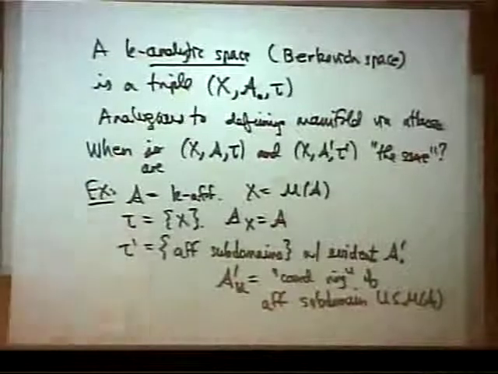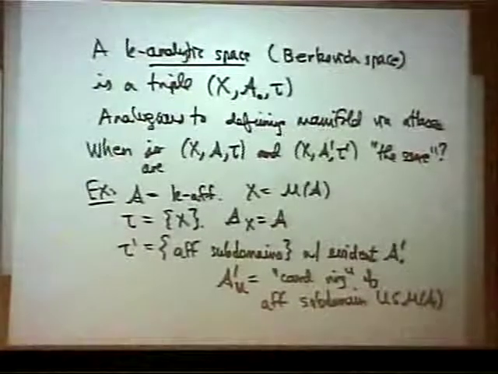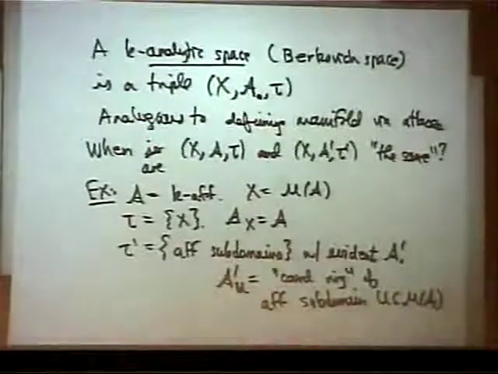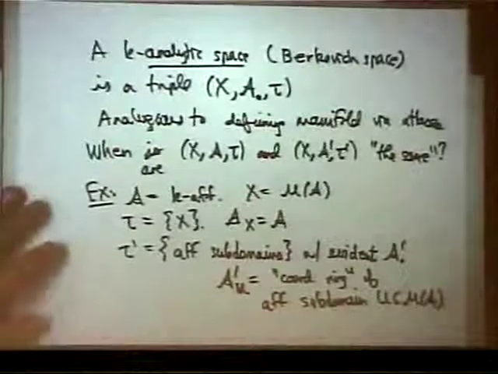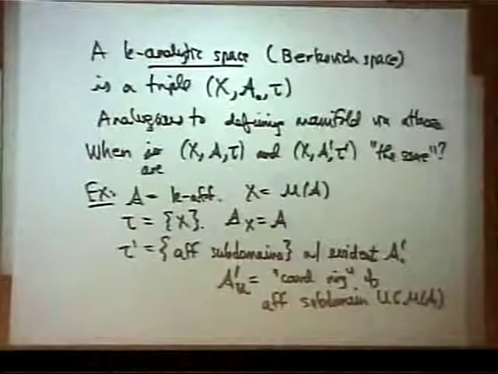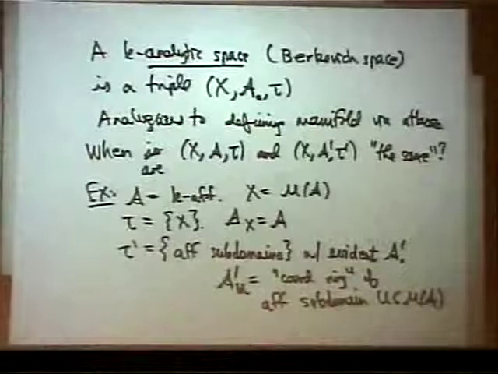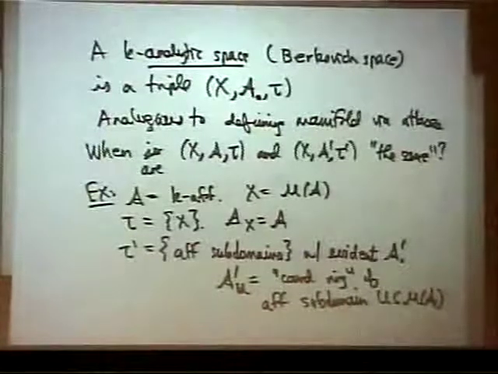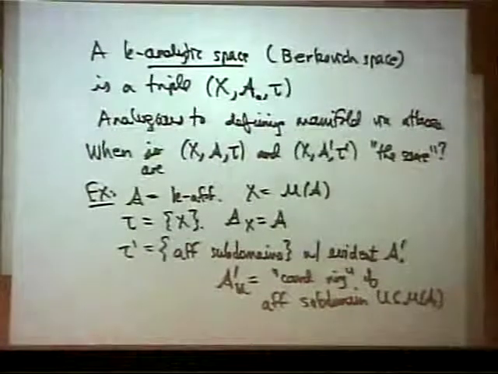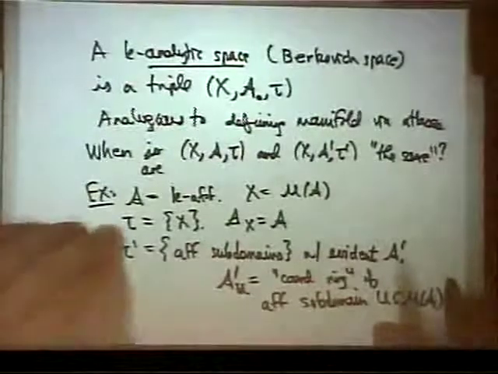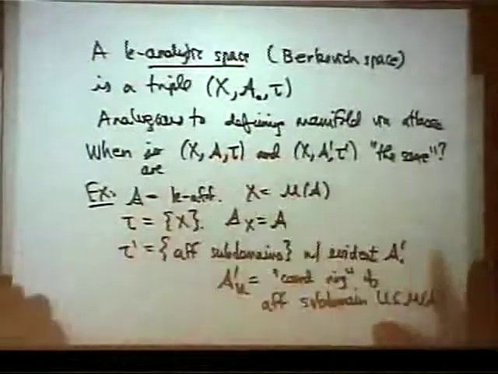So these are two different k-affinoid atlases on the same topological space, but it's clear that they should be considered as somehow defining the same analytic structure, the same k-analytic space. So we need some kind of way to relate two different choices, in some sense giving us the same space. So in order to do this, let me just make a weak definition. Well, it's a strong definition, I guess.